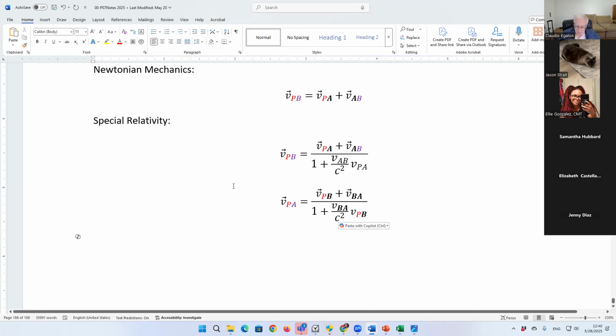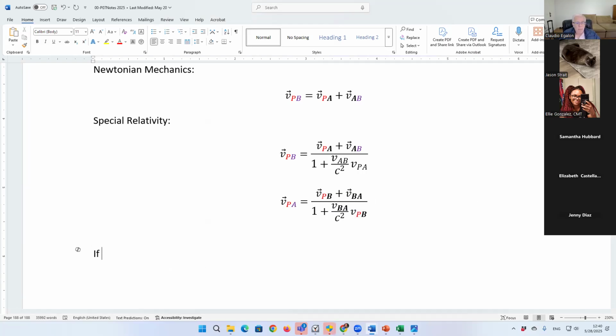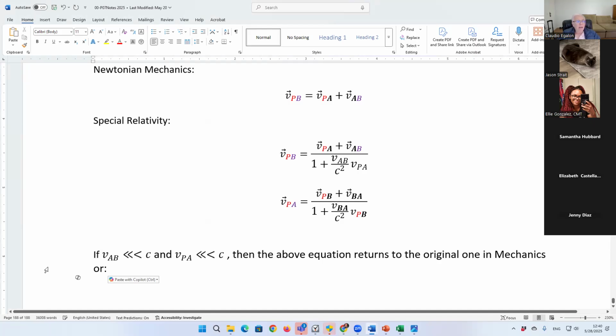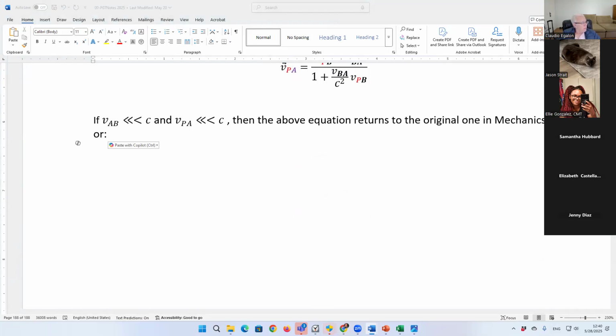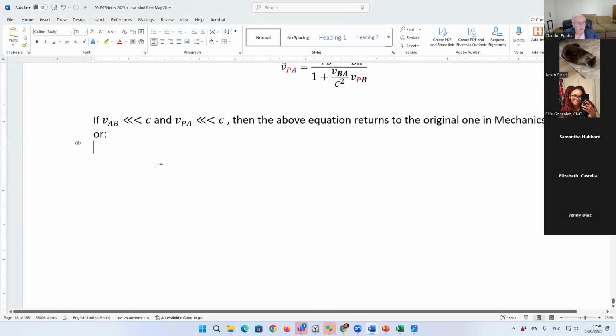If VAB or VBA is much less than c and VPA is much less than c, then the above equation returns to the original one in mechanics, which is an approximation.